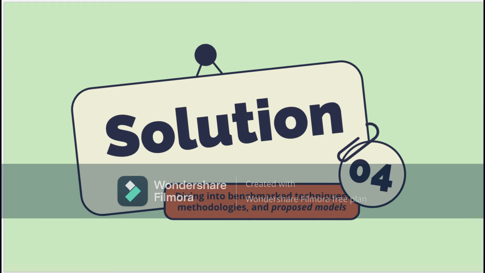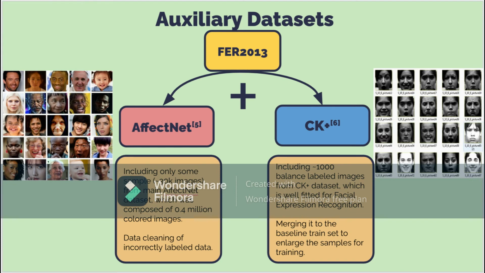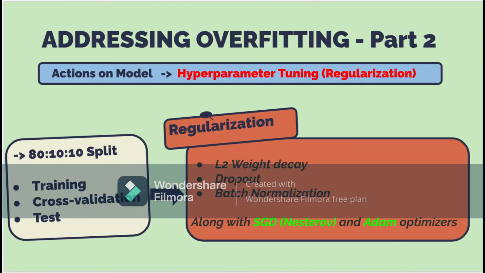And in order to combat this, we performed actions on our dataset and we performed actions on our model. First up, for the dataset, we performed data augmentation on the FER set by doing random horizontal flips, random rotations, and random translations. We also added more data from the AffectNet and CK Plus datasets to have more samples. Next up was the actions on our model, mainly regularization techniques. We used dropout, L2 weight decay, and batch normalization.